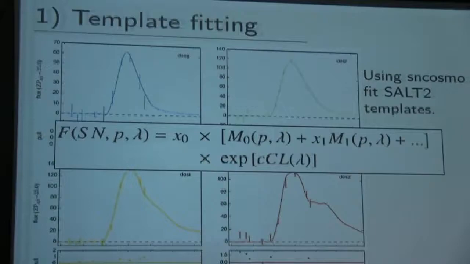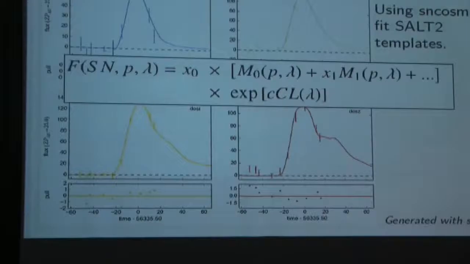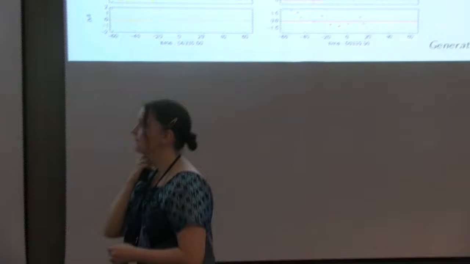These parameters, x0 is just amplitude, x1 is the shape parameter, so that corresponds to the stretch parameter I mentioned earlier. And C is the color, and this junk that goes into CL lambda is all the stuff that we think we know about extinction and all the stuff we think we know about colors of supernovae. So this is also empirical, and we just take it as ground truth and fit for C. So it's actually a very simple model in terms of number of parameters. We have these three, plus the redshift, which we have to fit for in this case, plus the position of the peak, or position of the explosion in time. Very simple model, and of course we know that it fits well.